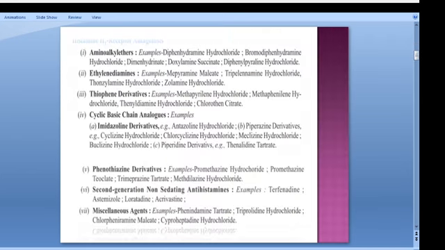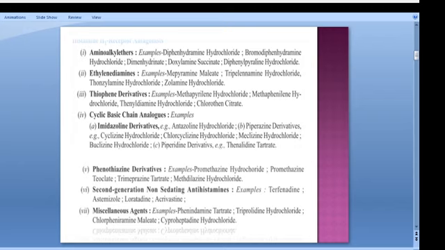Yesterday we have seen the classification. Once again we can discuss it, and after the discussion we can go one by one. So the first one is the basic classification of H1 antagonist receptor inhibitors: amino alkyl ethers, ethylamine derivatives, thiophene derivatives, imidazoline derivatives, and promethazine derivatives.